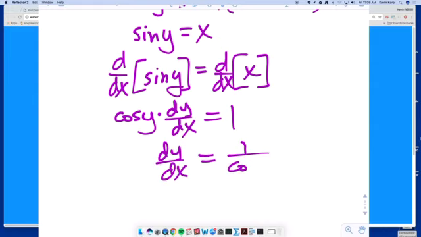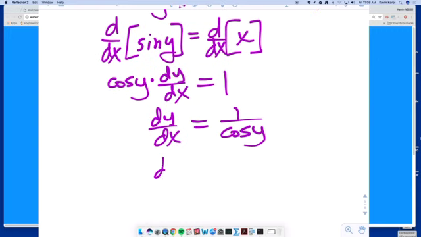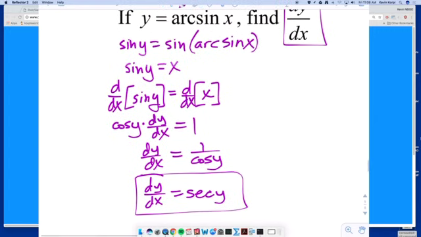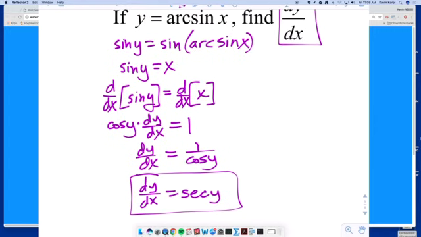It's 1 over cosine y. Another name for 1 over cosine is secant, sorry. 1 over cosine of y is secant of y. So there you go. We have it. The derivative of arc sine of x is secant of y. How satisfying is that?